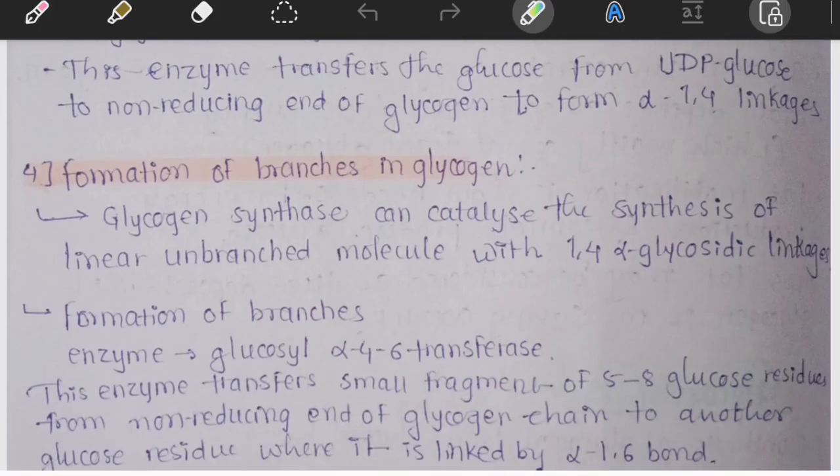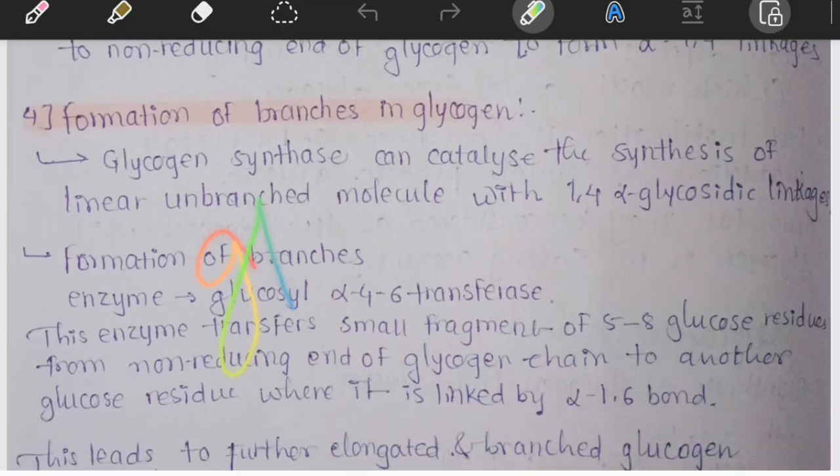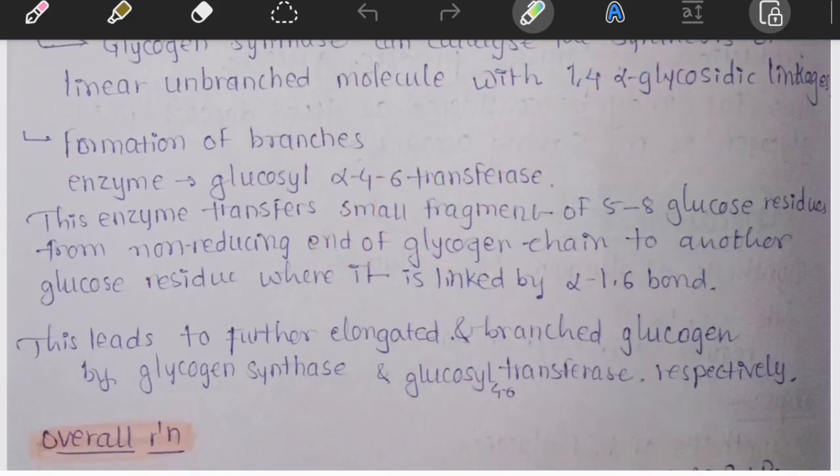Step 4 is the branching enzyme. If the glycogen remains in a straight chain, breaking it down would be very slow. So nature creates branches. The enzyme is the branching enzyme, glucosyl alpha 4 6 transferase, and it transfers a small block of about 5 to 8 glucose residues to another position. This forms the alpha 1,6 glycosidic bond. Now glycogen becomes highly branched. Why is branching useful? Because more branch ends mean faster glycogen synthesis and faster glycogen breakdown whenever the body needs energy.